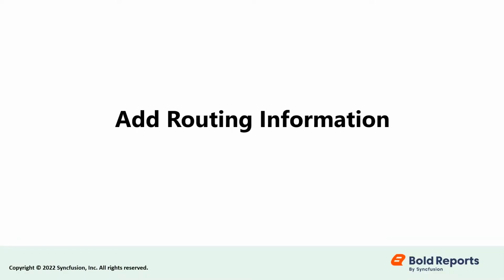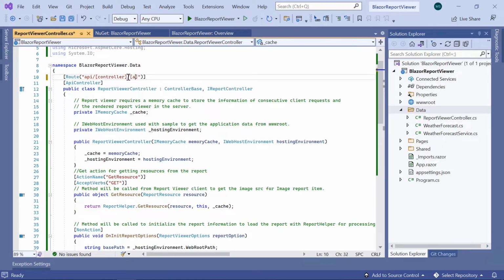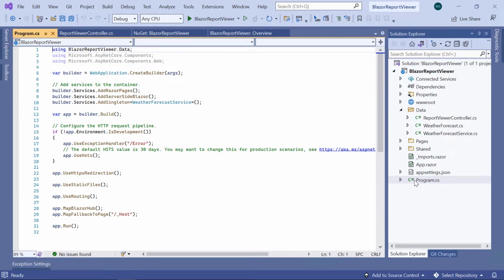Now let me add the routing information. Routing is the process of directing an HTTP request to a controller. The functionality of this process is implemented in System.Web.Routing. I changed the attribute route by including the controller and action names for processing report units correctly. Open the Program.cs file. Add the app.MapControllers function to invoke this web API with the controller in action.